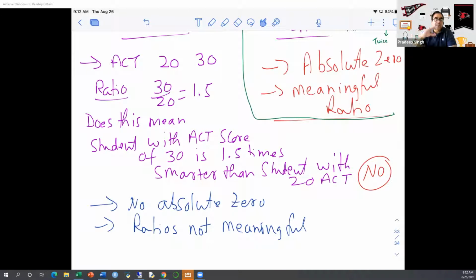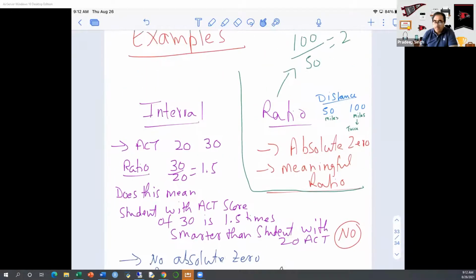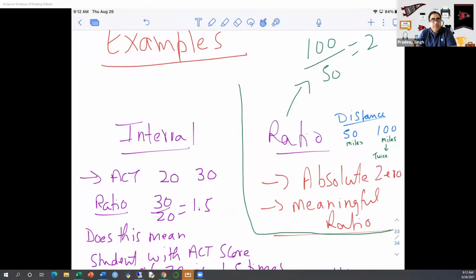So that is what is meant by interval level, where there is no absolute zero and ratios are not meaningful. Now, on the other hand, if you look at distance traveled, let's say one student travels 100 miles, another student travels 50 miles, and you calculate the ratio, which is 2, and you make a statement that the student who traveled 100 miles traveled twice as much as the student who traveled 50 miles.